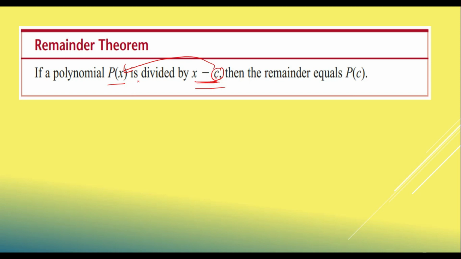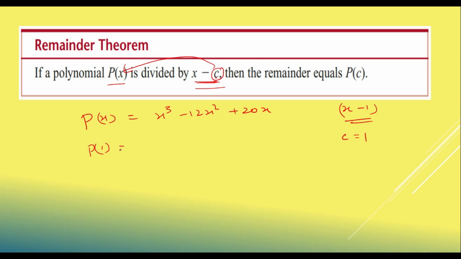For example, we can take the previous example, p of x is equal to x cube minus 12x square plus 20x, divided by x minus 1. So what is the remainder when you divide this polynomial by x minus 1? We are going to use synthetic division here to find remainders, but directly you can check the remainder by putting c is equal to 1 in this polynomial.